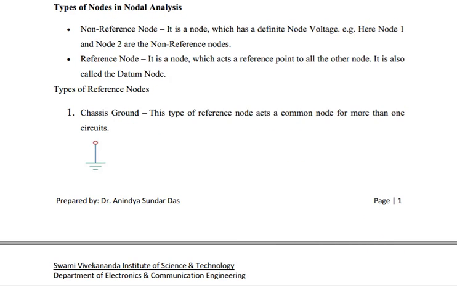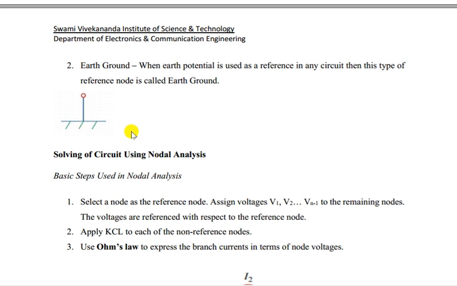A non-reference node is a node which has a definite node voltage. A reference node is a node which acts as a reference point to all other nodes, and its value is considered as 0 volt. This is the ground symbol, one ground symbol and this is another ground symbol, any one of them we can apply.